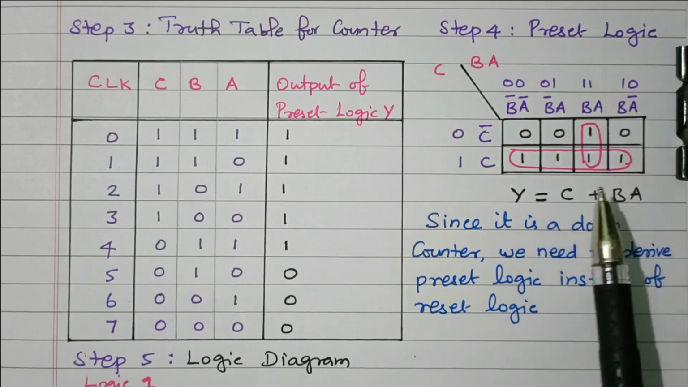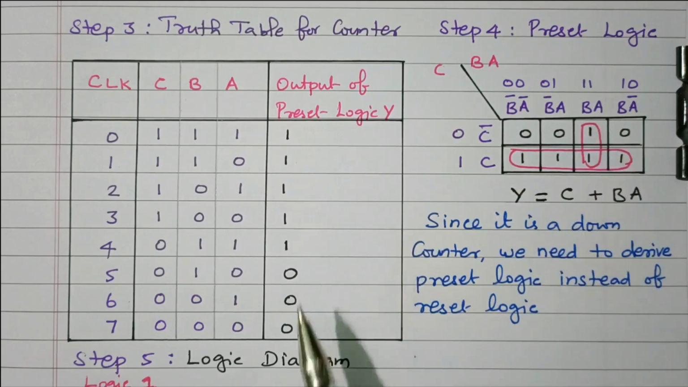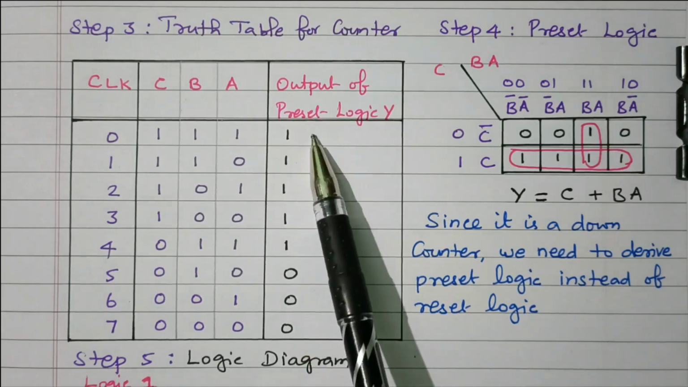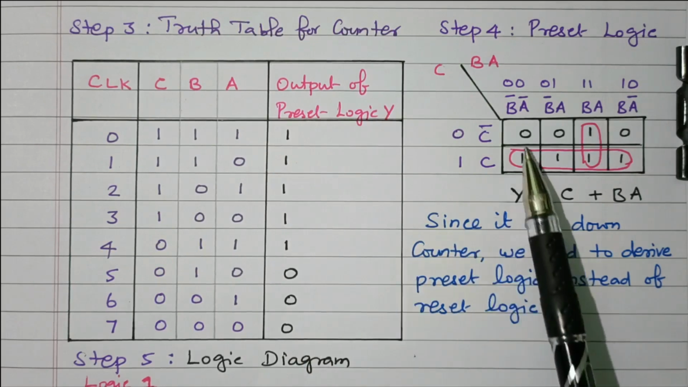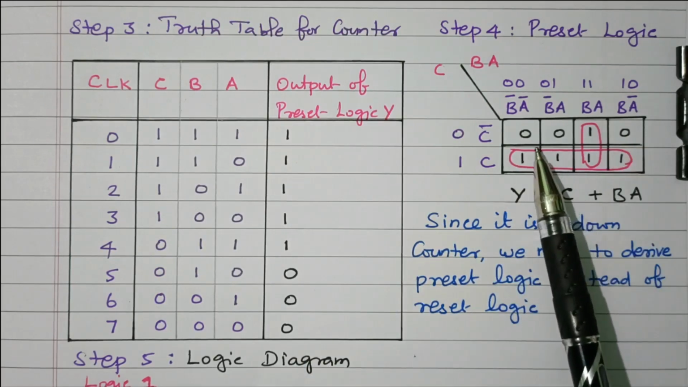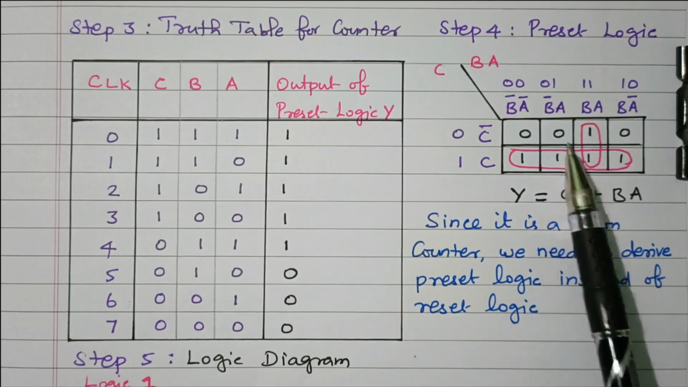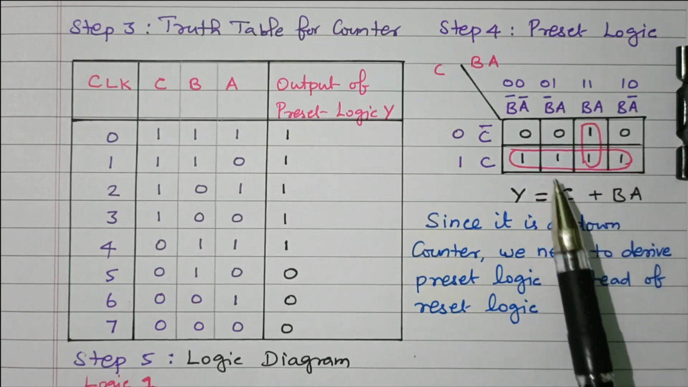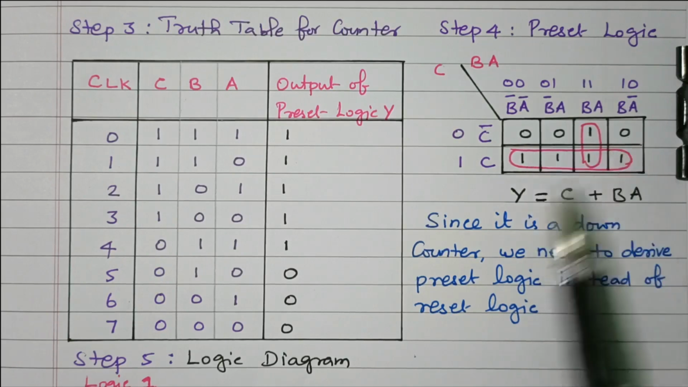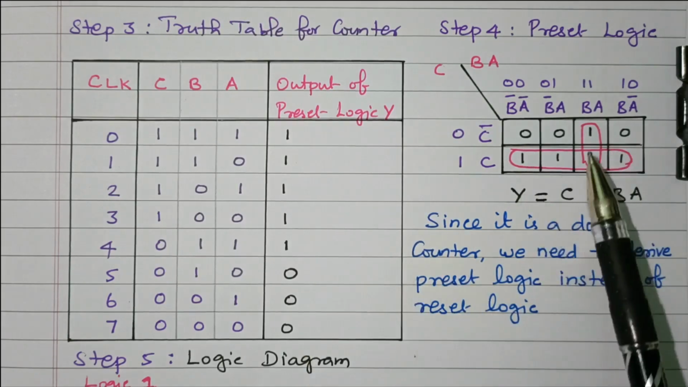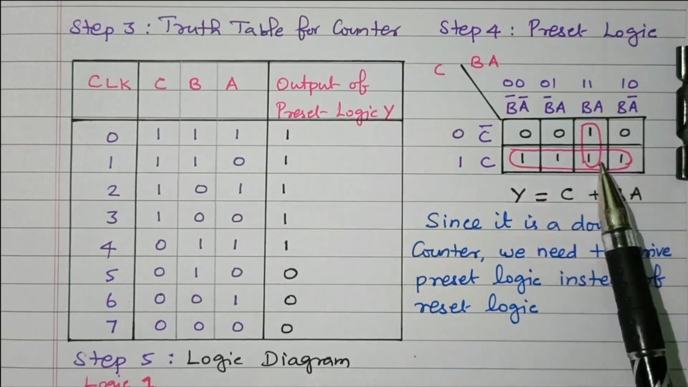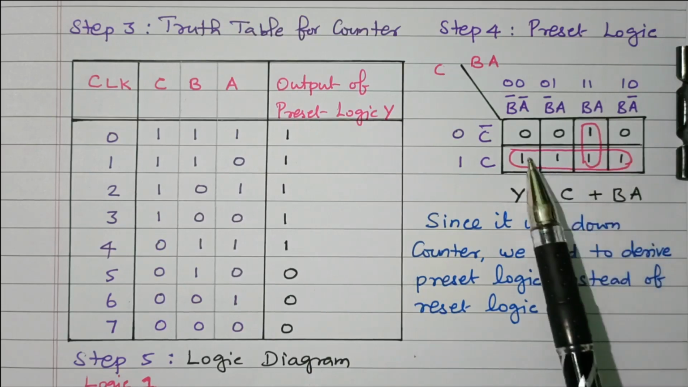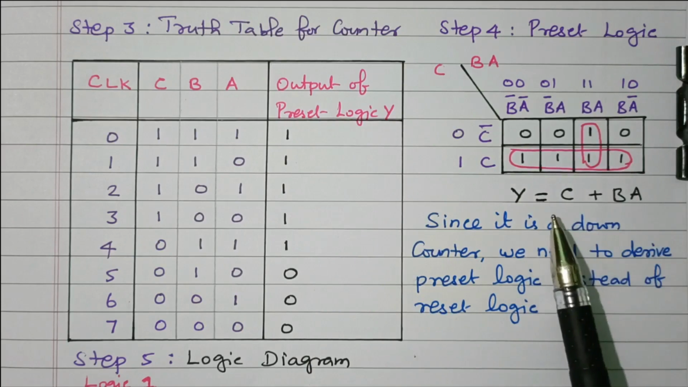Now we need to fill the cells. The minterms are 0, 1, 2, 3, 4, 5, 6, 7. Minterms 0, 1, 2 are logical low, and 3, 4, 5, 6, 7 are logical high. So totally 5 states will be there.